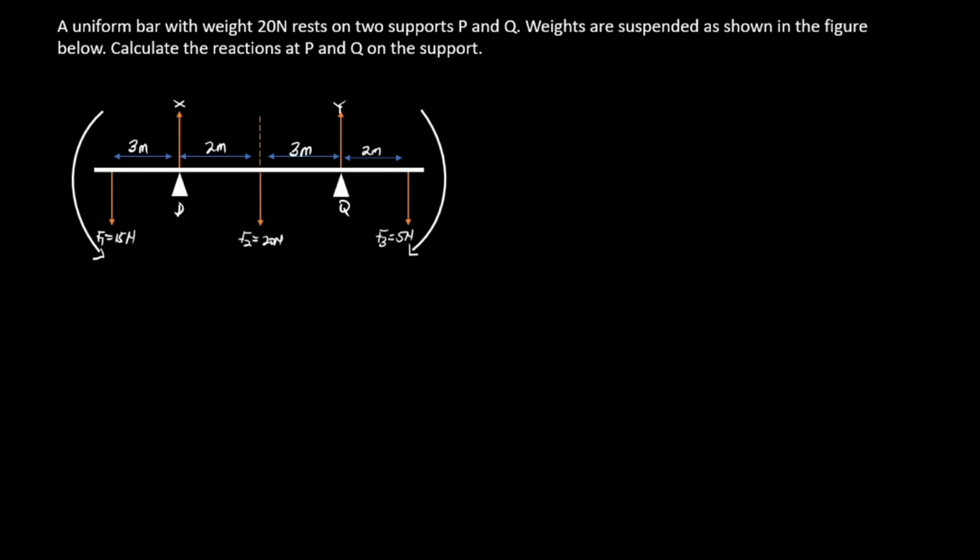Example number 2: a uniform bar with weight 20 newtons rests on two supports, P and Q, as shown in the diagram over here. The weights are suspended as shown in the figure below. Calculate the reactions at P and Q on the support. So we are to calculate the value of the force X over here, and the force Y over here. They are the reactions of P and Q.